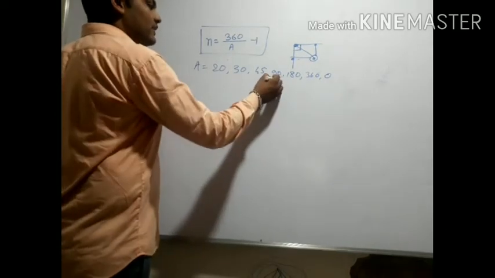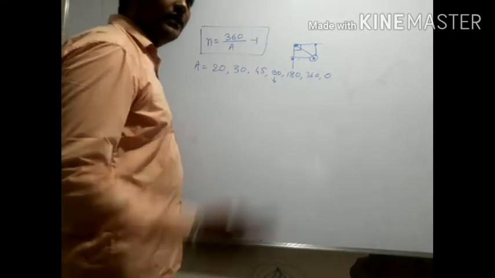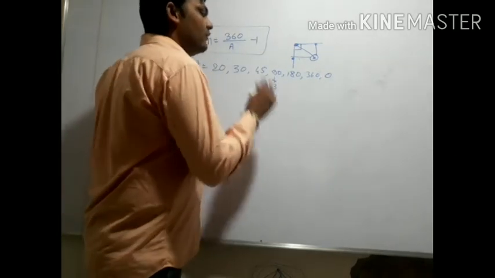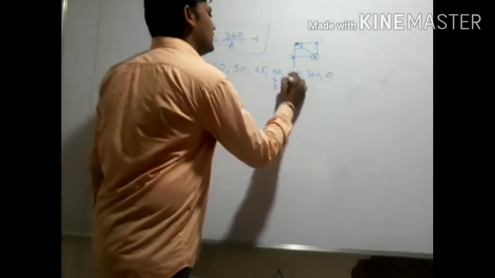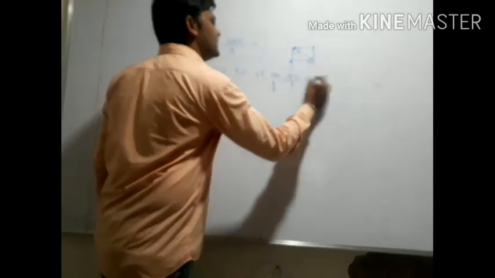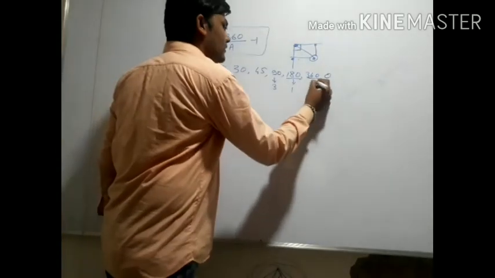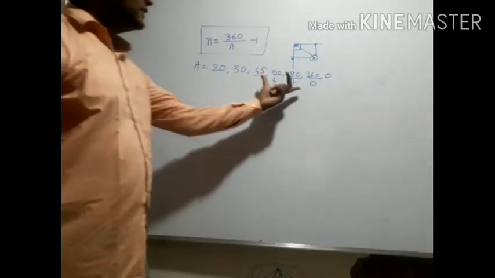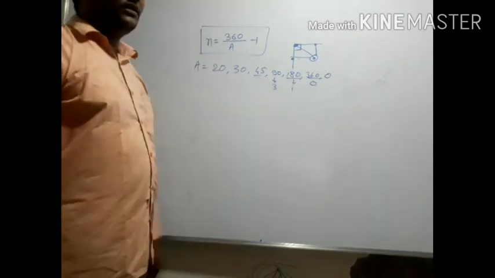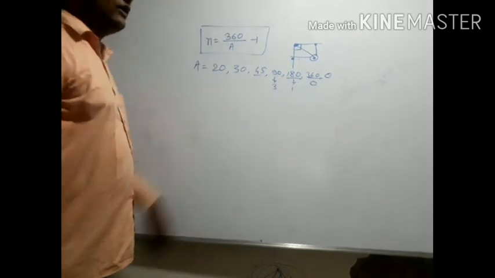For 90, we know very well. For 90, how many images you got? 3. Okay. For 180, 1 image you got. Very good. For 360, 0. Very good. For 45, calculate, because these 3 we have taken. This one we are not taking. So calculate. How will you calculate?